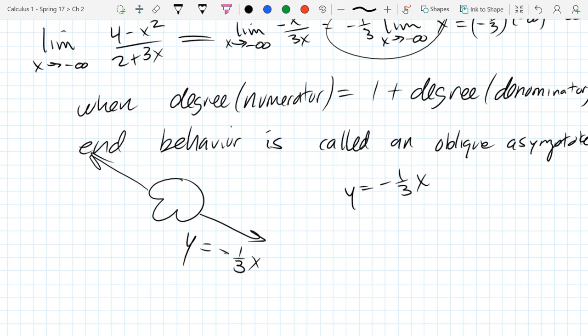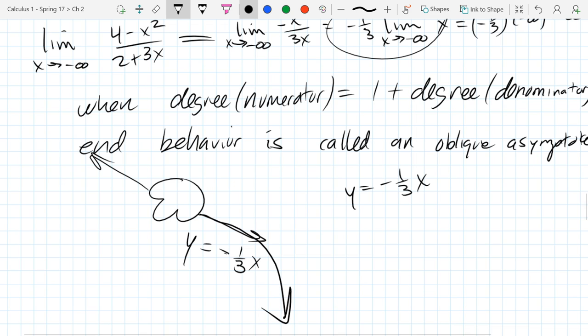It's going towards infinity on the left and negative infinity on the right, but it's going there along, getting closer to a straight line. It's not going there like a quadratic might, where it would bend downwards at the end. So this one would go there like a line.